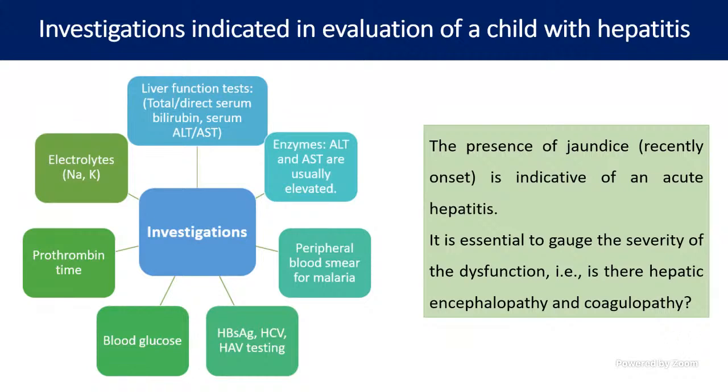Then the liver's indirect functioning will be reflected in the prothrombin levels. So you should see the prothrombin levels, the APTT, and the INR, and check the electrolytes. Okay. The presence of jaundice is indicative of acute hepatitis, and you have to see the severity, whether encephalopathy or coagulopathy is there.